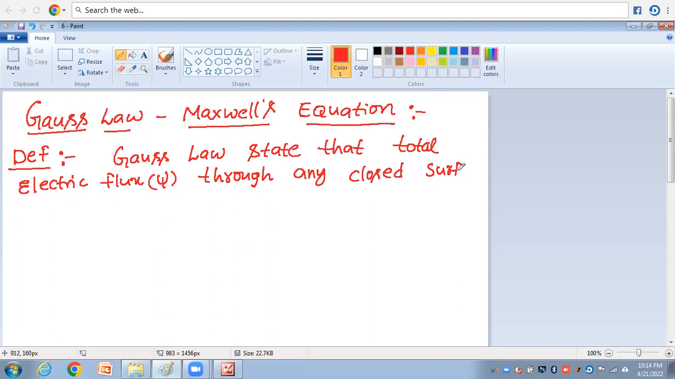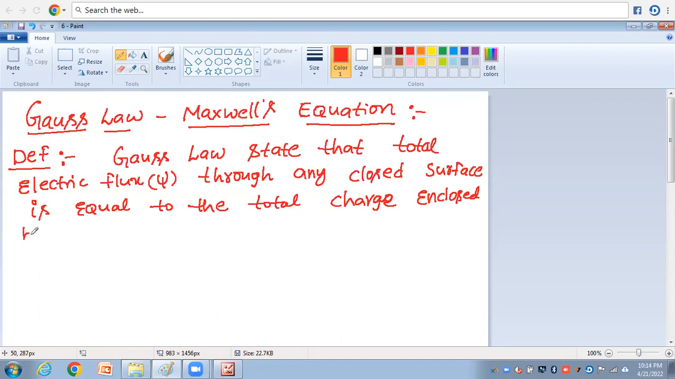Closed surface is equal to the total charge enclosed by that same surface. This is the definition of the Gauss law.